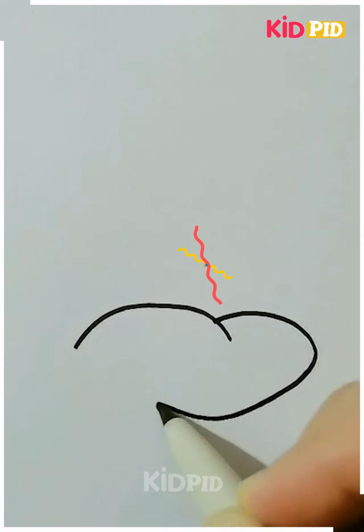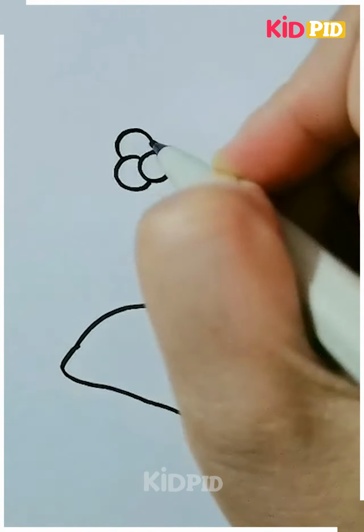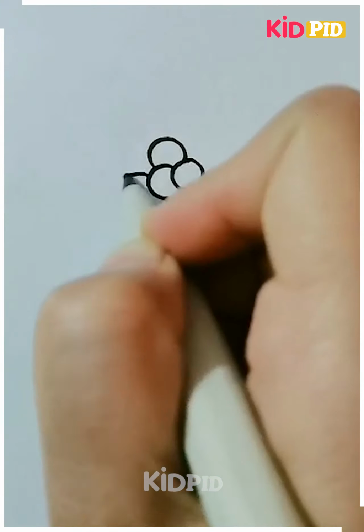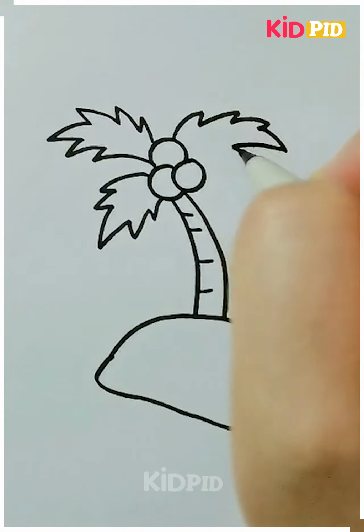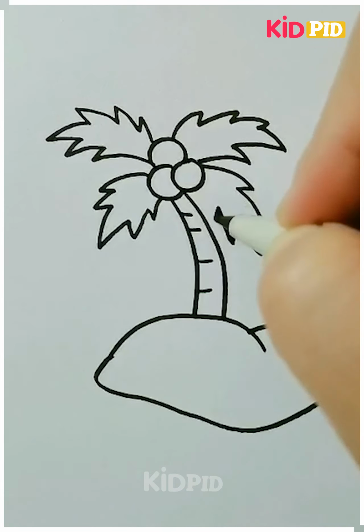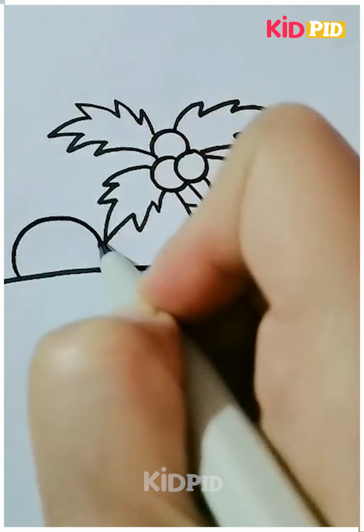Next we move ahead to our drawing. Here we are making a coconut tree. First we have added some coconuts and then we are drawing the leaves and the branch of the tree, and when it's done we have added a sun and then it's ready.